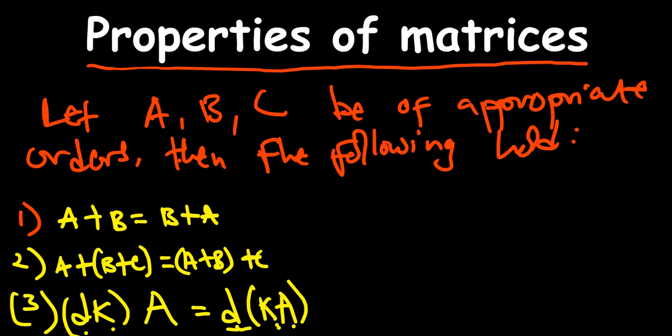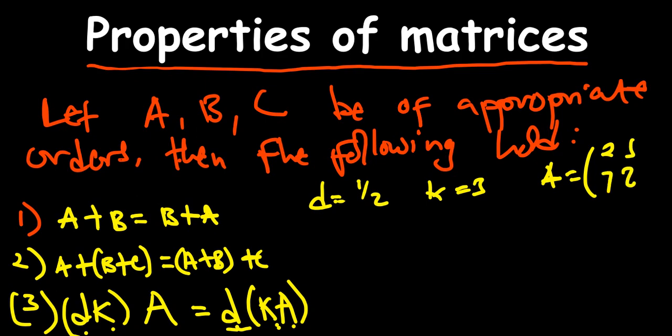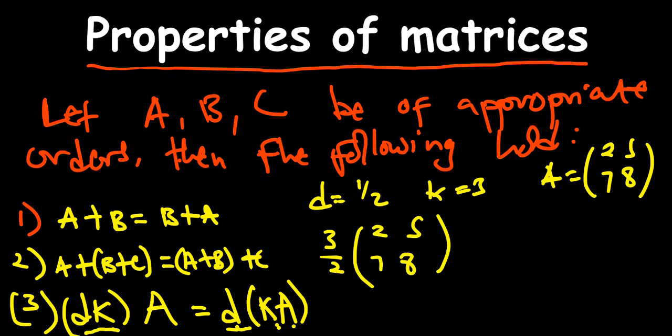Okay, and then maybe we can do a question on this. Let D be half, and then K be 3. Let's have a matrix A here, maybe 2, 5, 7, 8. So this is the matrix that we have. Let's first start with multiplying the two scalars. If we multiply D and K, we are going to get 3 over 2, and then we multiply this 3 over 2 by the matrix that we have.